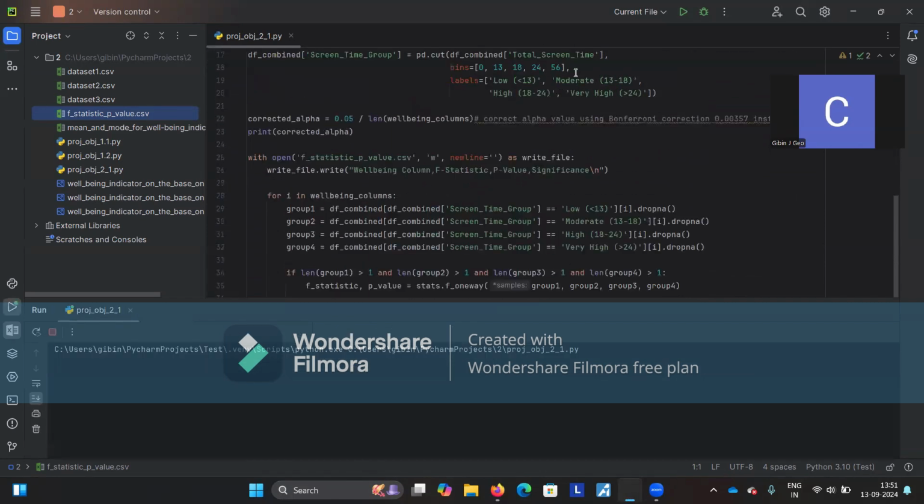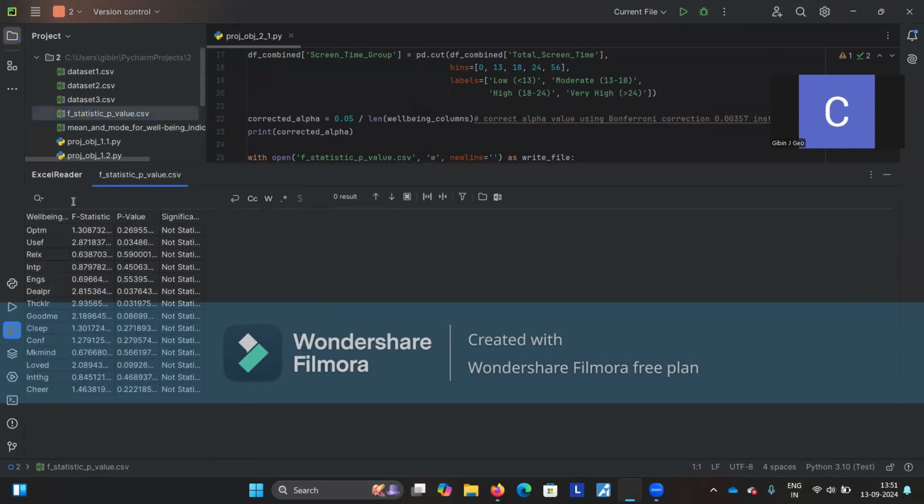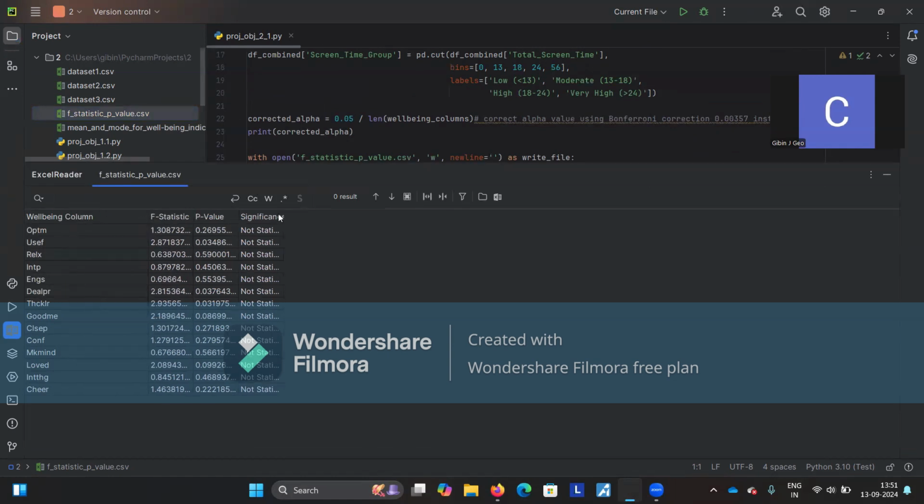Now we just run that. We'll run and we'll get the value. Yeah, we have it. From this, we can say that none of the well-being indicators are significant with the screen time usage.